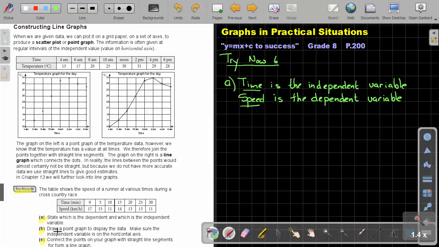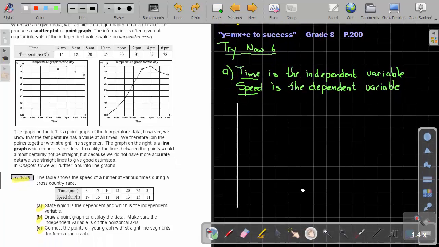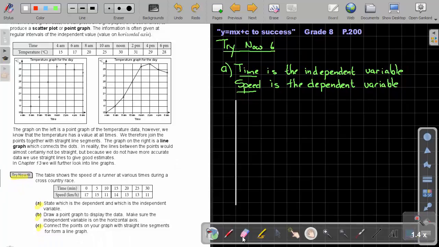Now draw a point graph to display the data. Make sure the independent variable is on the horizontal axis. So let's use our grid again to draw a point graph. Oh, part B is a line, so we have to use a ruler. So use your ruler. Let's make it smaller so that we can clean up a little bit, and see if this is going to fit.